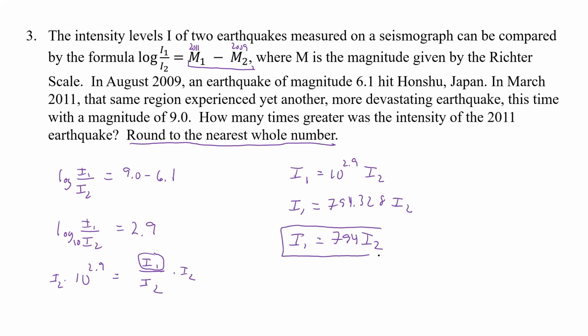It's kind of an answer based on the second intensity, which we don't know, but the first intensity was 794 times that second intensity, even though it's only by years wise, but we're calling the M1 the 2011, M2 the 2009 because we're taking larger minus smaller.